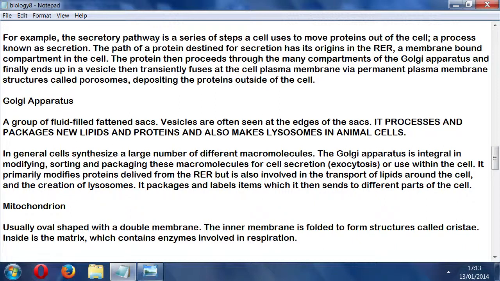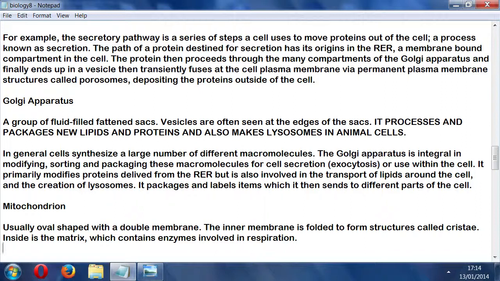So the Golgi apparatus, a group of fluid-filled fattened sacs. Vesicles are often seen at the edges of the sacs. It processes and packages new lipids and proteins, and also makes lysosomes in animal cells. In general, cells synthesize a large number of different macromolecules. The Golgi apparatus is integral in modifying, sorting, and packaging these macromolecules for cell secretion, that's exocytosis, or use within the cell.